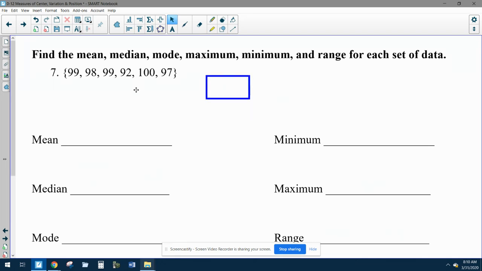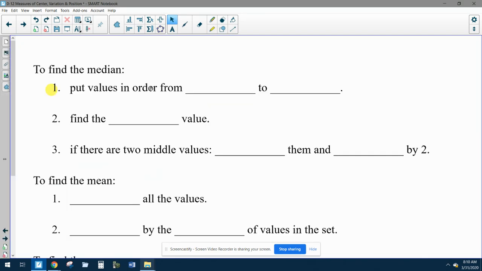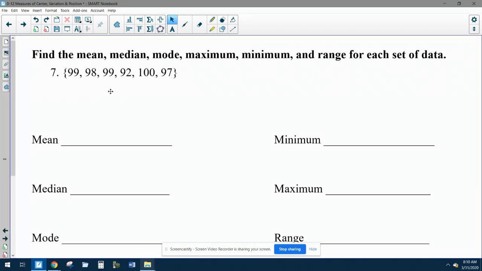I'm going to put them in order from smallest to largest. Oops, what did I do? I went backwards. I don't know why. So we're going to put those in order from smallest to largest. So my smallest value is 92. And then I have a 97, 98, 99, 99 again, and 100.